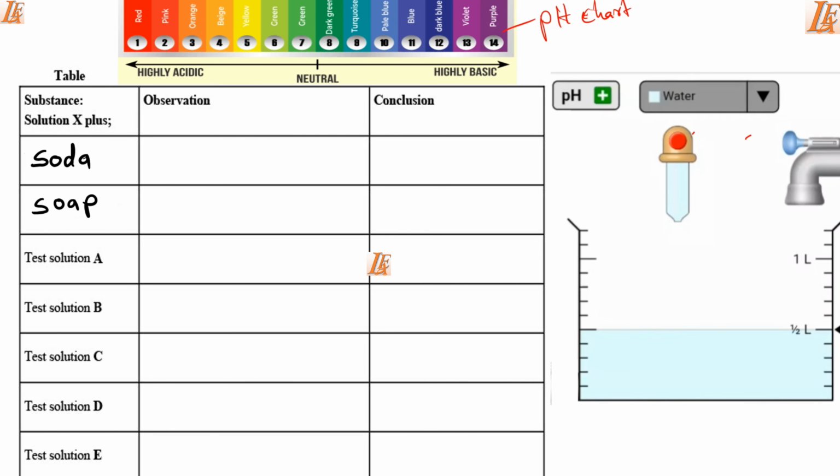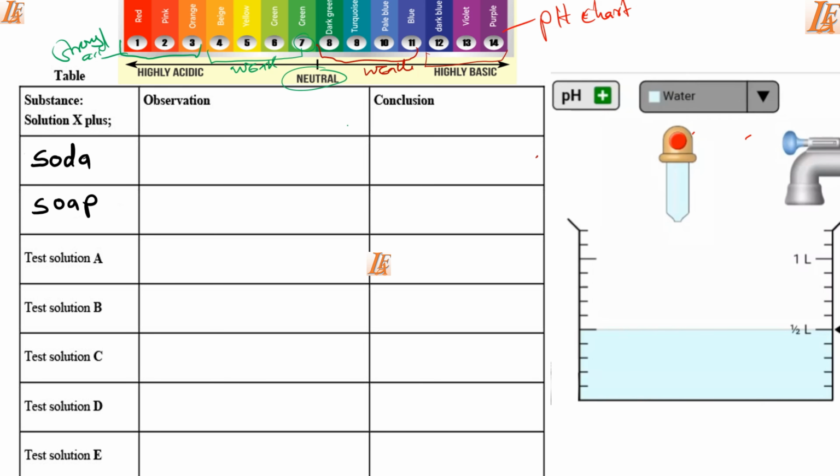For a pH chart, it has numbers ranging from 1 to 14, where numbers 1, 2, and 3 represent strong acids. Then 4, 5, and 6 are weak acids. Then 7 is neutral. Then 8, 9, and 10, we call them weak bases. Then 11, 12, 13, and 14 are strong bases.